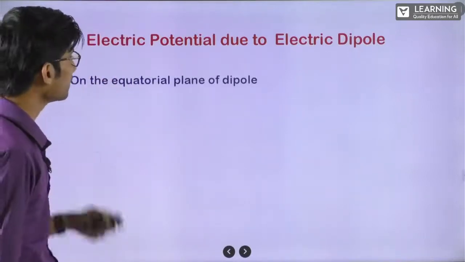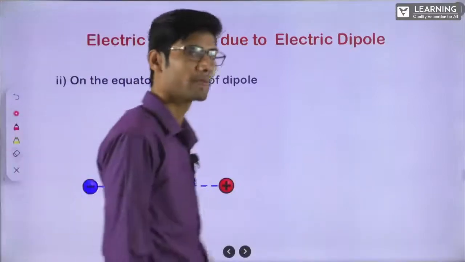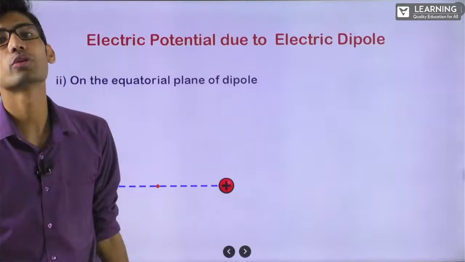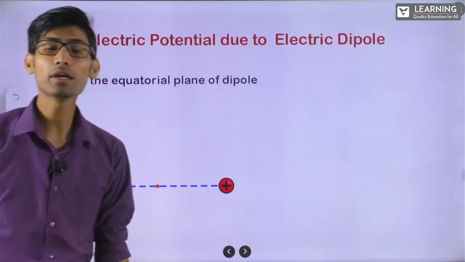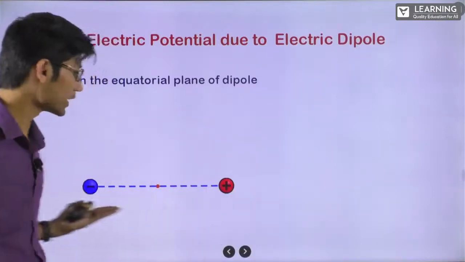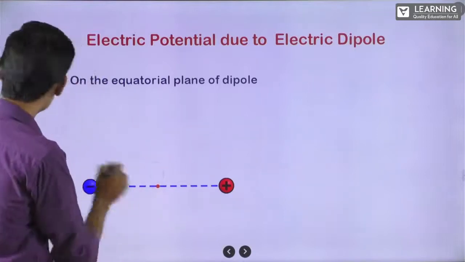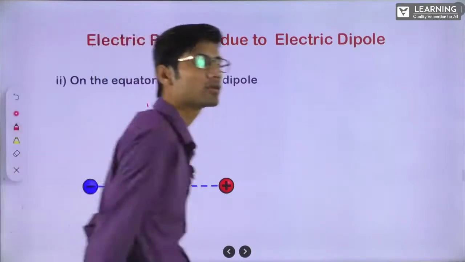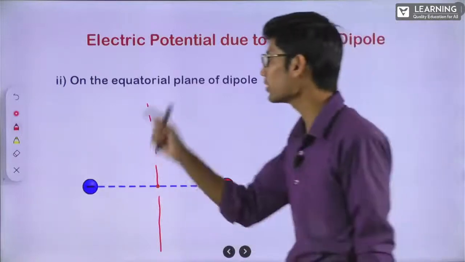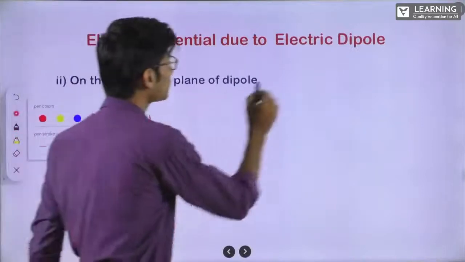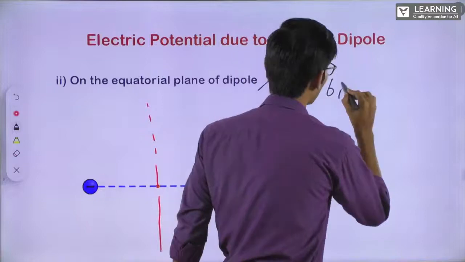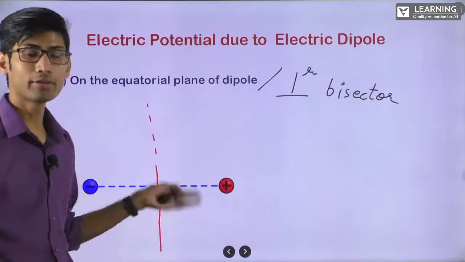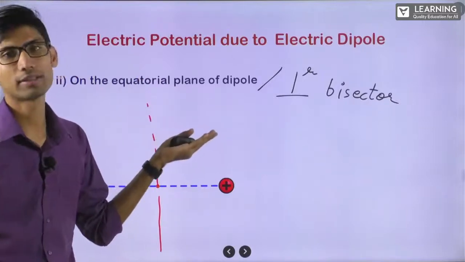Now, on the equatorial plane of dipole, so this is a dipole, equatorial plane, last time also I explained. What is equatorial plane? A plane which is equidistant from both the charges. So where will that plane be actually? That plane will be on the perpendicular bisector of this dipole, right? The perpendicular bisector means this. A plane passing through this perpendicular bisector will be the equatorial plane. Yes or no? So here I can write on the equatorial plane, or I can write perpendicular bisector also. Correct? Any point which will be on that equatorial plane will be on the perpendicular bisector also.